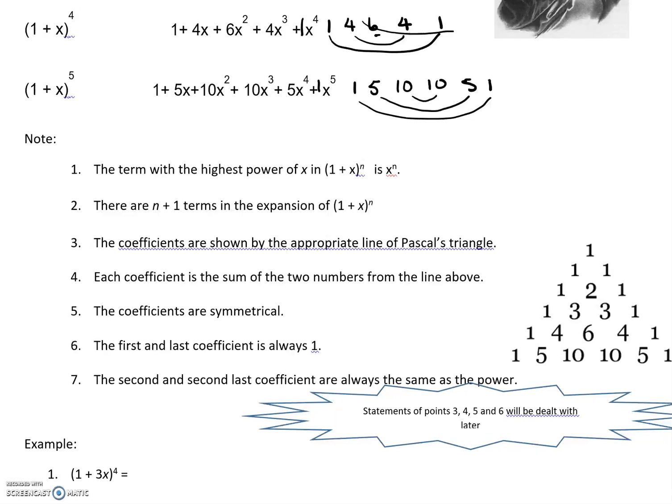The first and the last coefficient is always 1, and the second and the second last coefficients are always the same as the power. Now, we're going to have a look much later at some proofs of some of these, mostly because they contain some very important techniques that you'll use in questions a little bit later in the chapter.